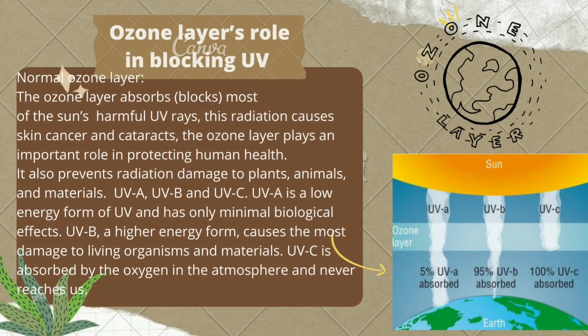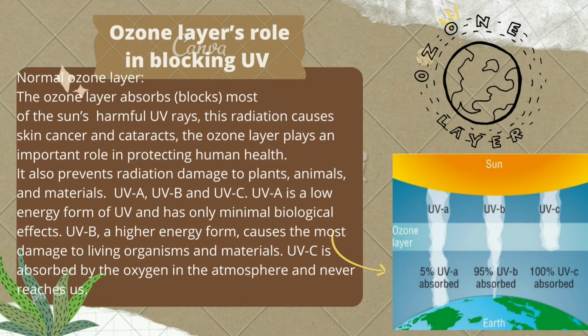The ozone layer absorbs most of the sun's harmful UV rays. This radiation causes skin cancer and cataracts. The ozone layer plays an important role in protecting human health. It also prevents radiation damage to plants, animals, and materials.